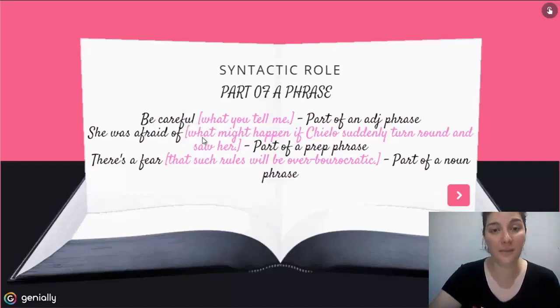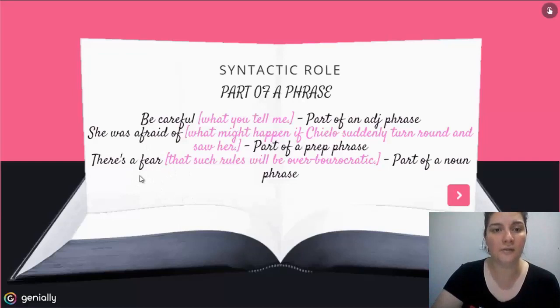In the second example, we can see a finite WH complement clause being part of a prepositional phrase. It is placed immediately after the preposition and it completes the idea of that preposition. And in the last example, we can see a finite that complement clause being part of a noun phrase. Please note this complement clause is placed after the noun fear.